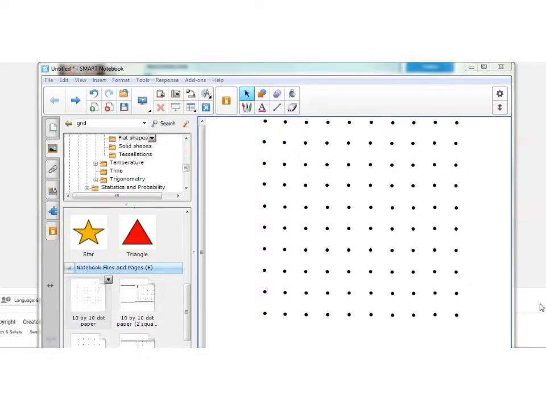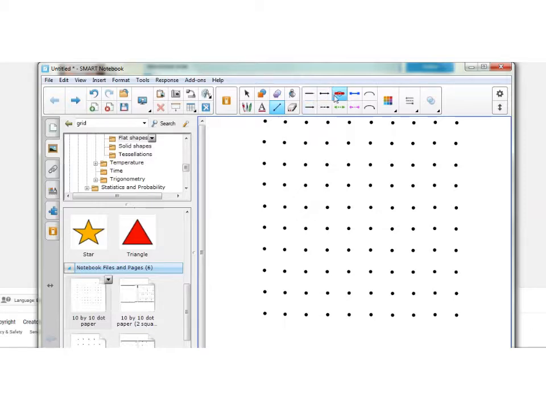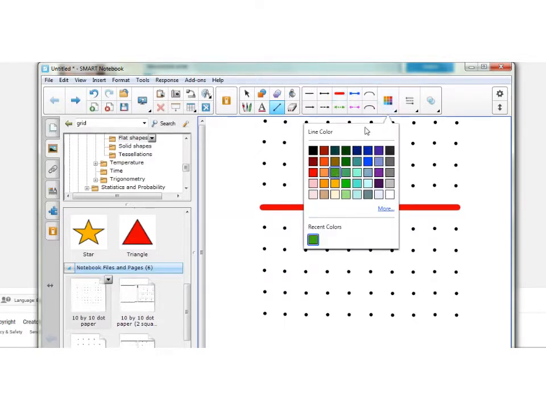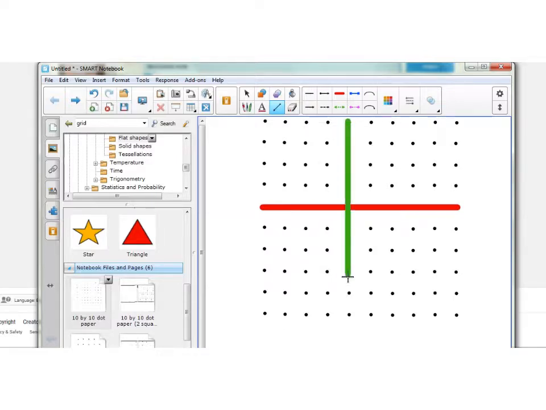All right, I'm in Smart Notebook, and I just dragged a grid on so that we could see our coordinate plane. And so I'm going to add the x-axis, and I'll just use a red line. Your x-axis is horizontal. And I will add the y-axis. The y is the vertical axis.